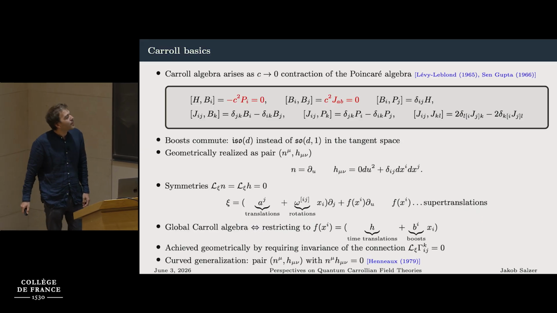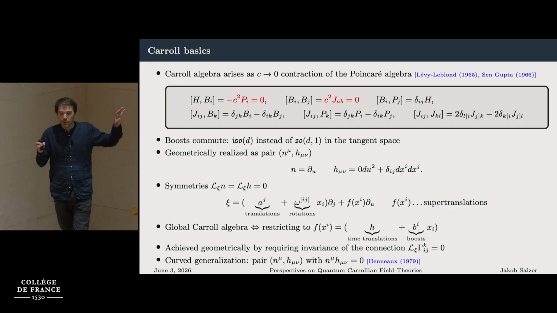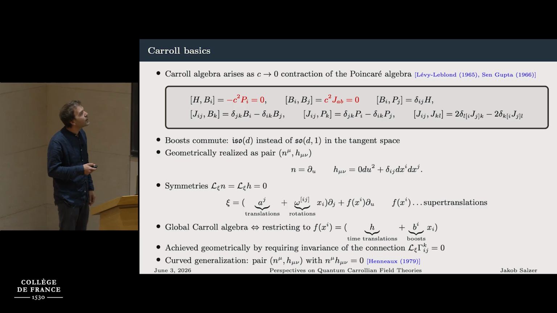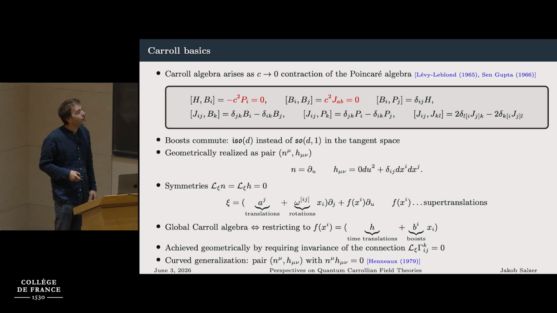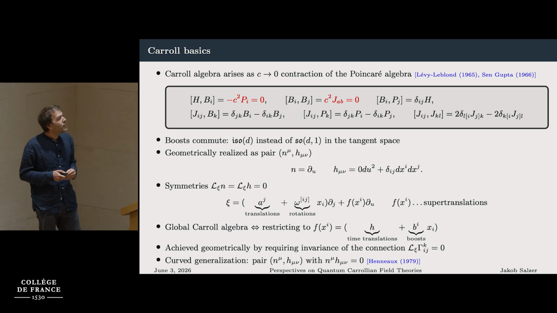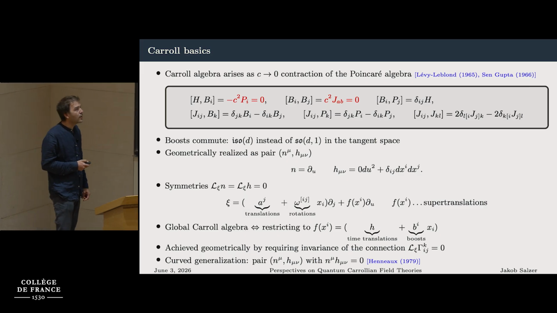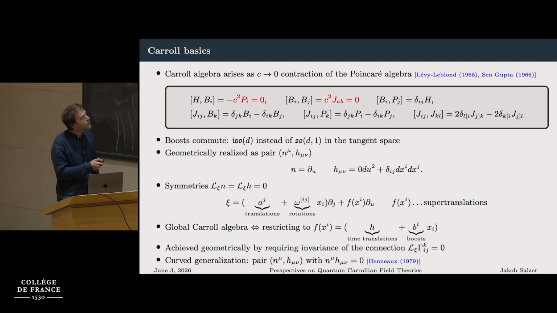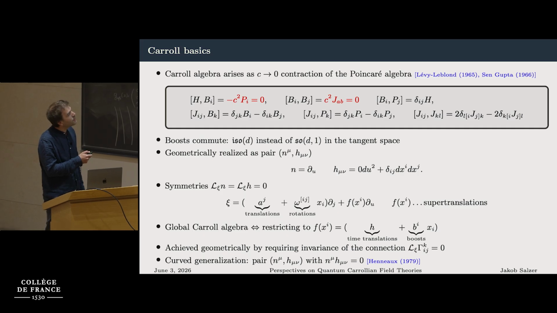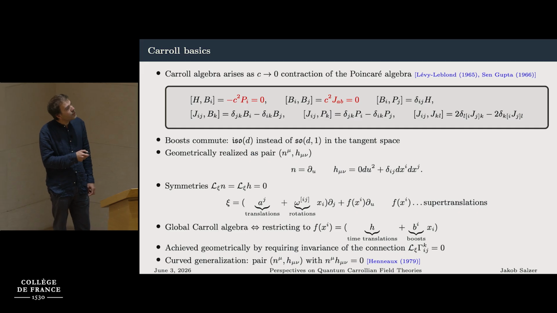Now, you've been following Marc's course on Carrollian gravity, but just for the benefit of everybody, let's make a small reminder here. So, what is the Carroll algebra? The Carroll algebra arises as a certain contraction of the Poincare algebra. In particular, what you do is you reinstate c and then take the limit c to 0 in the Poincare algebra. If you do this, then you find, first of all, that Hamiltonian and boosts commute, and second, that the boosts also commute with each other.